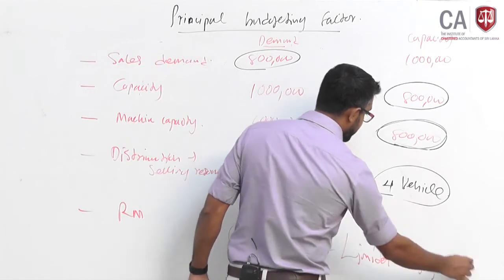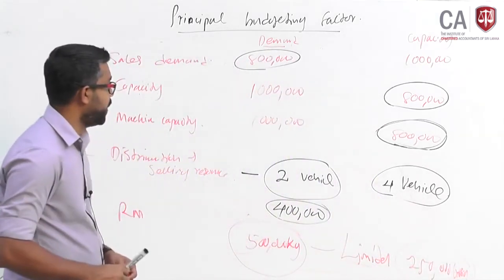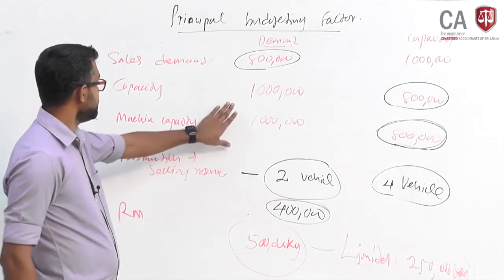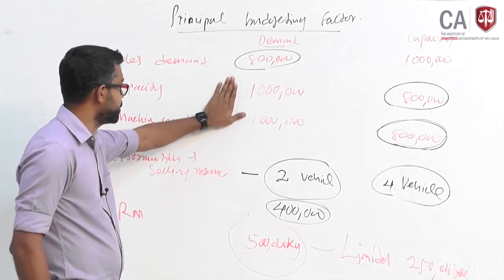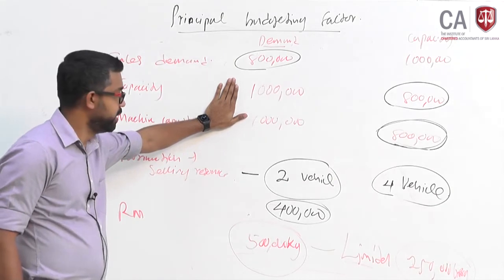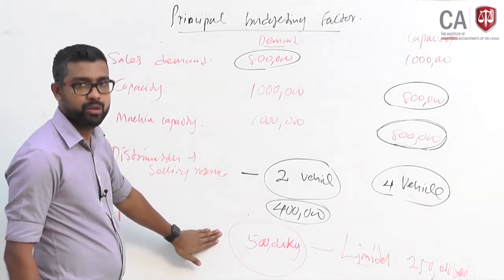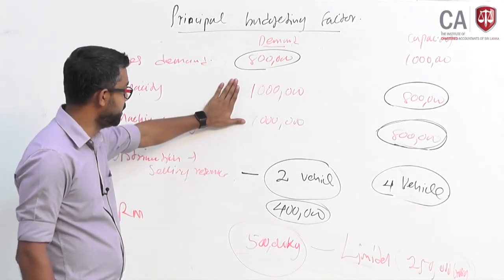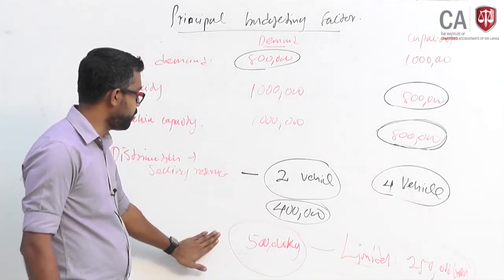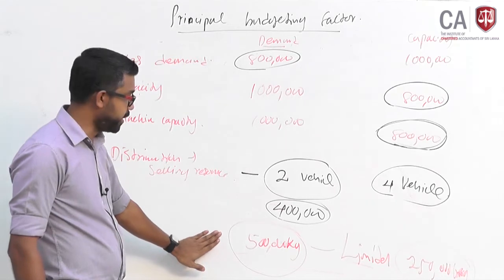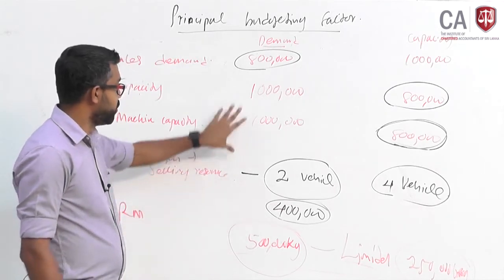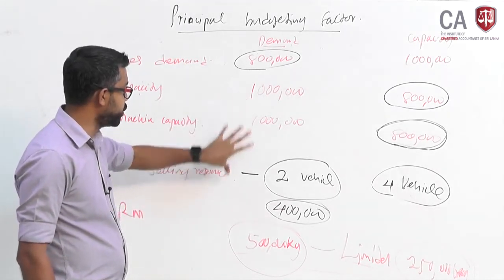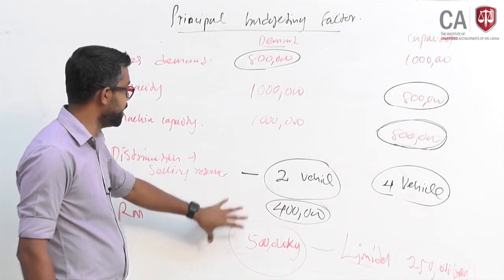You have 200 kg, limited factor. Let's say the capacity is enough to make 1 million, fine. But your raw material is 500,000. So to manufacture 1 million, you require 500,000 kg.